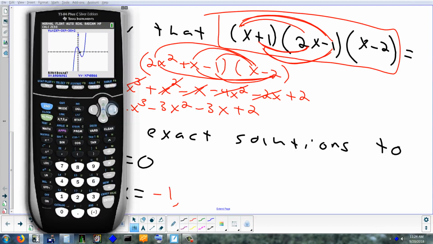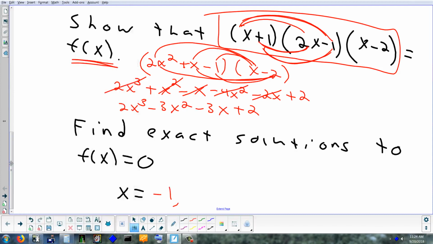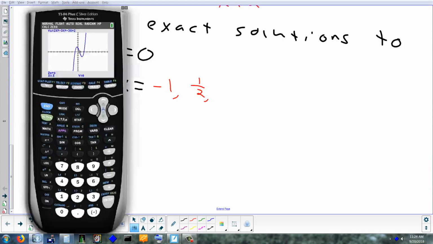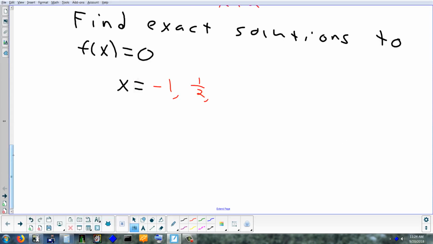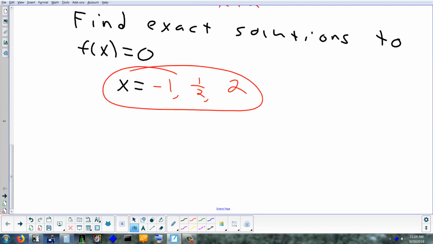Pick a point on the left, pick a point on the right, do a guess, and it says the middle one is 1/2, or 0.5. And the other one is 2. And the other one, you said it's at 2? Correct. It's at 2. Okay, so those are all the x values, that's where the graph crosses the x-axis. And if you wanted to write them as coordinates, it's -1, 0, 1/2, 0, 2, 0.